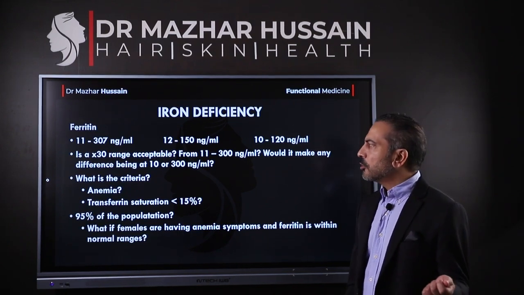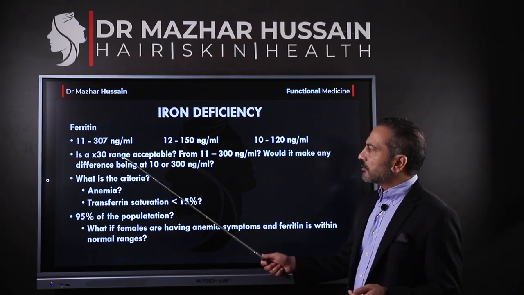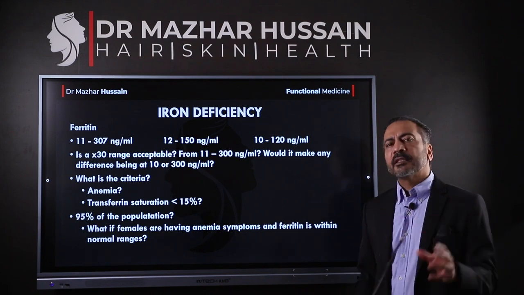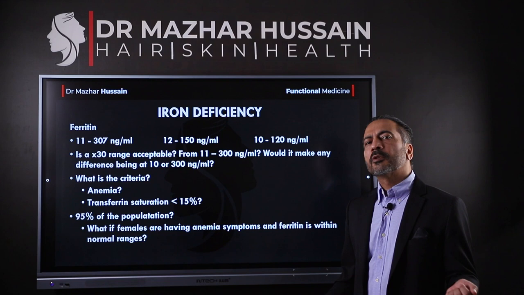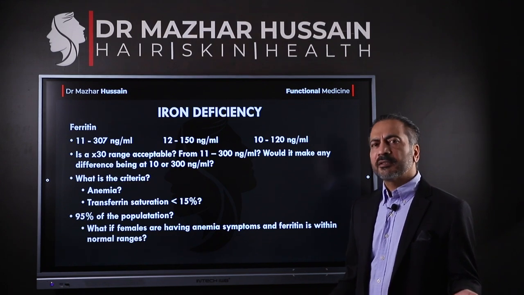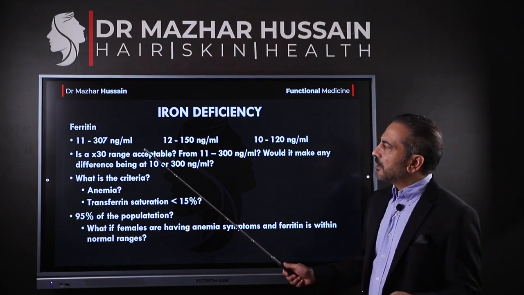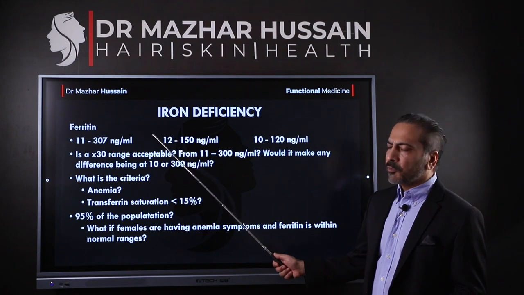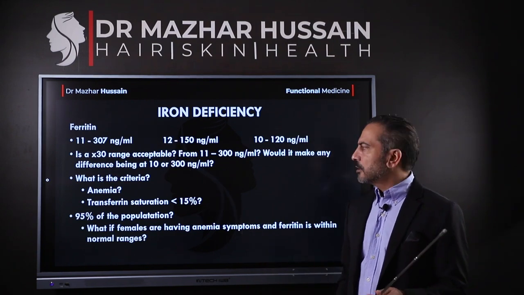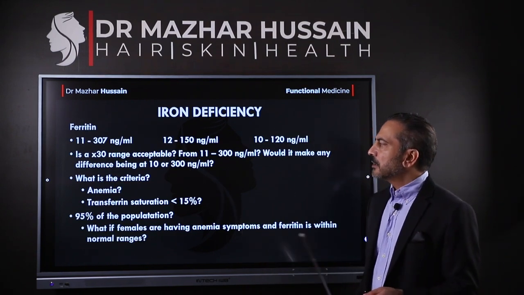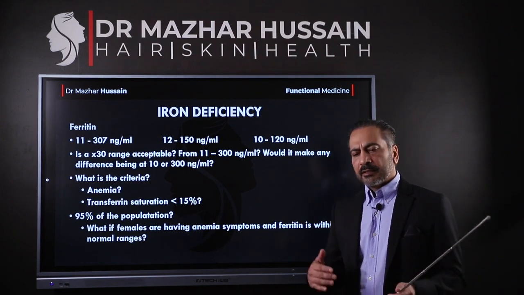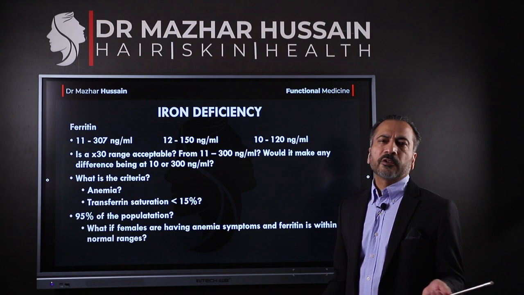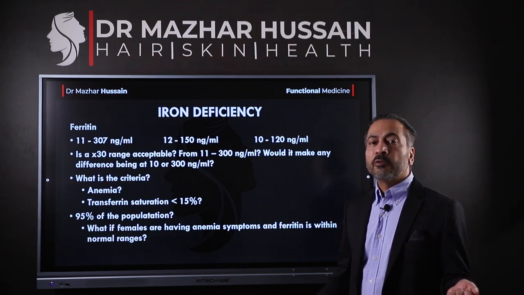That's pretty huge. Does this really cover the same kind of health for people, whether you are 10, 11, 12 or you're 300? Is that really the same? Could it be that we have a too wide range for ferritin and we need to adjust that? Now the next question is then, what are the criteria for ferritin to be within normal ranges?